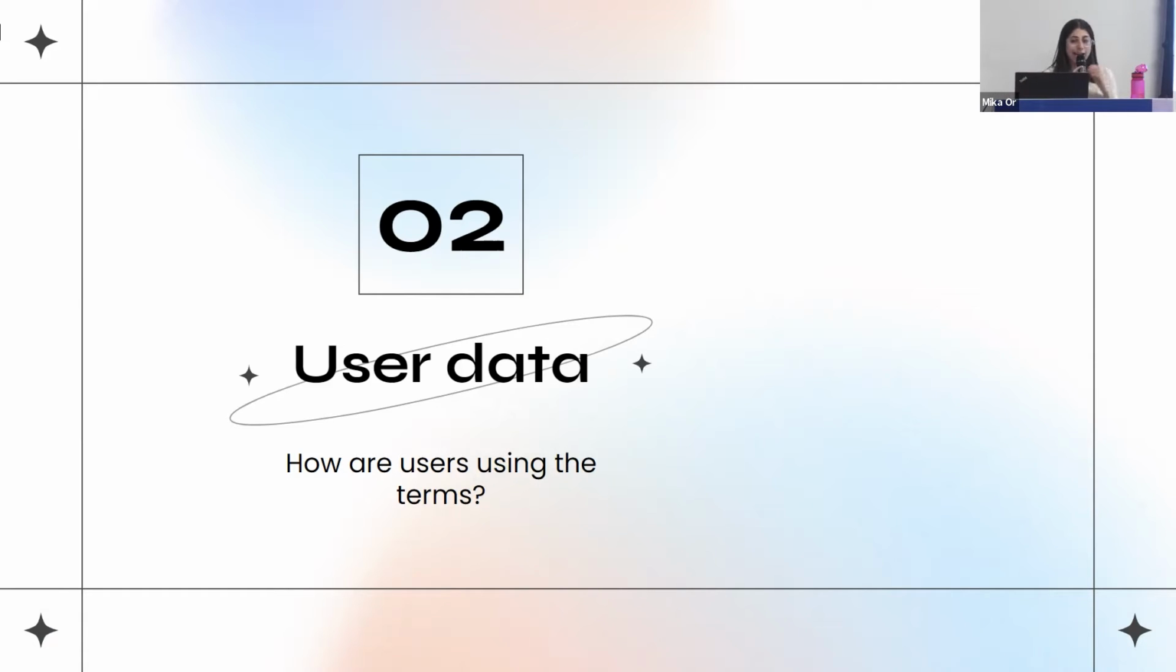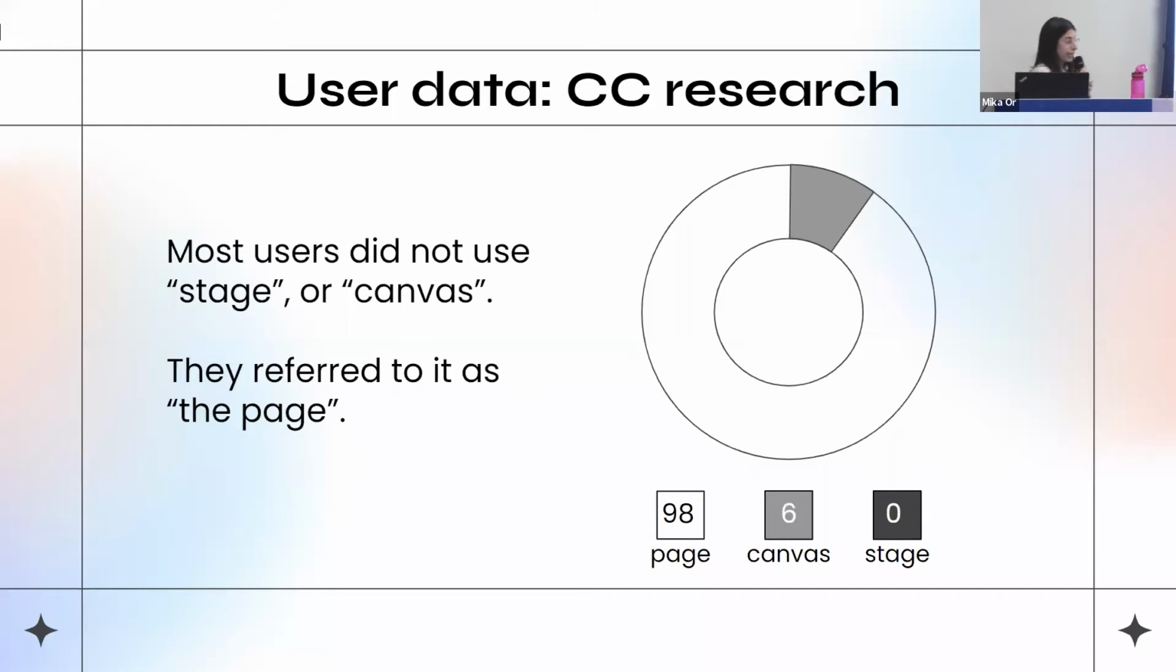So for that, I contacted our customer care experts and I requested a bit of research. And one of the experts collected a few tickets, a bit over 100, and the results were a bit shocking. Turns out most users didn't use either stage or canvas. They simply referred to it as the page.